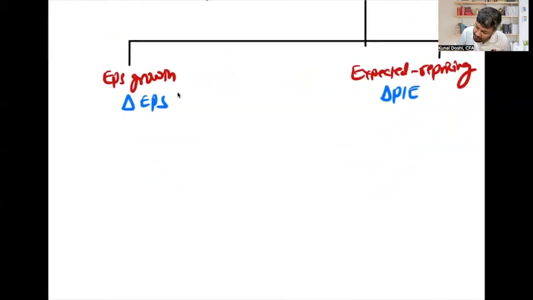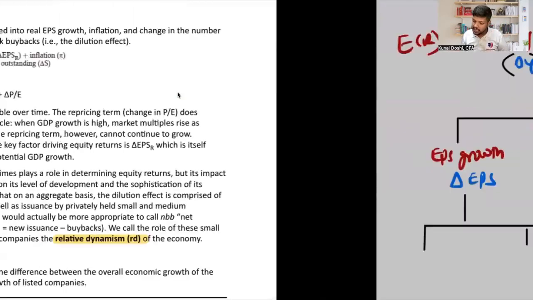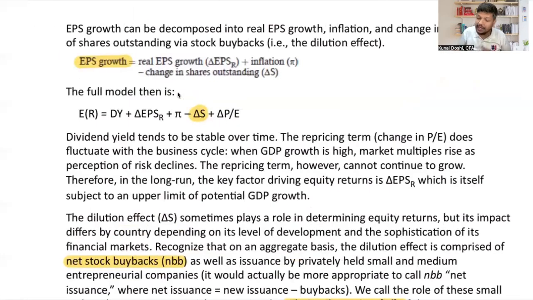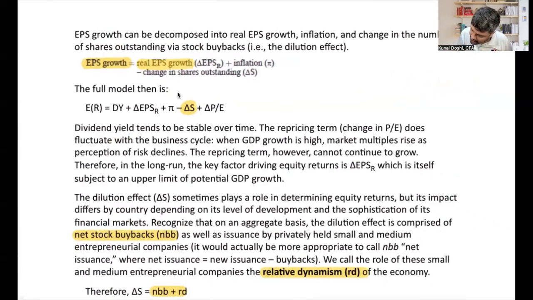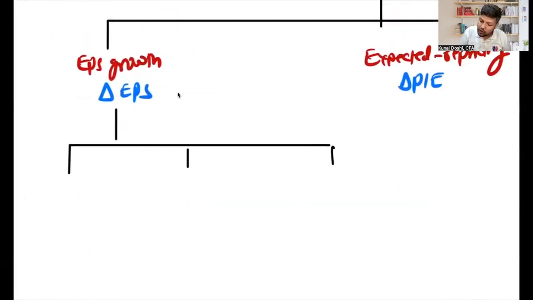But when I say expected EPS growth rate, under that also we will decompose my expected change in EPS. So what is EPS growth rate? It can be decomposed. EPS growth rate, by the way, is a nominal term. So nominal term can be decomposed into real EPS growth rate plus inflation. For my reference, I will write it is nominal. Now I need to break down into real and inflation.